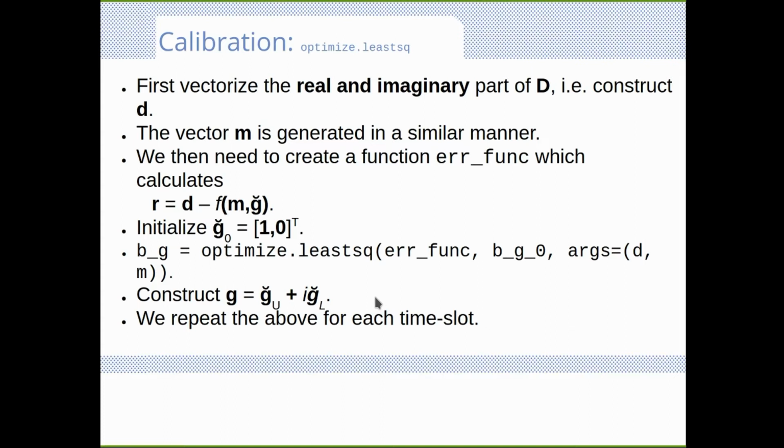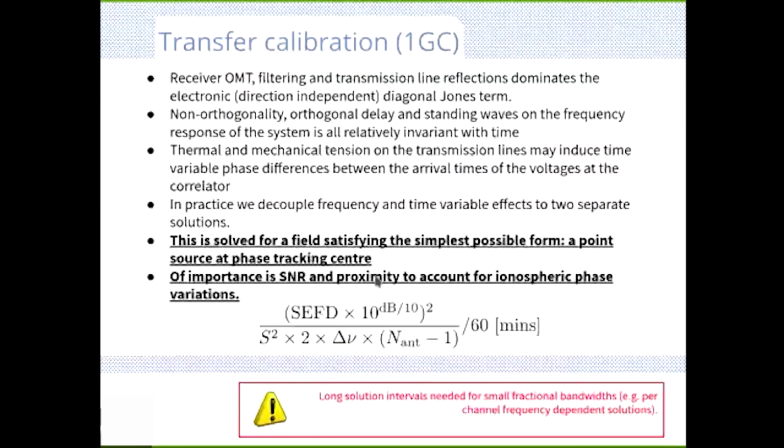All right, so now that we've discussed the review of the theoretical section with some discussion on polarimetry, we are going to look at transfer calibration procedures for both calibrating the diagonal and the polarimetric response of the system. So let's take a step back and look at what we mean by transfer calibration. Now, the receiver, orthomode transducer, and the filtering and transmission line reflections associated with that dominate the electronic or direction independent diagonal term, like this bandpass term that we were describing earlier on.